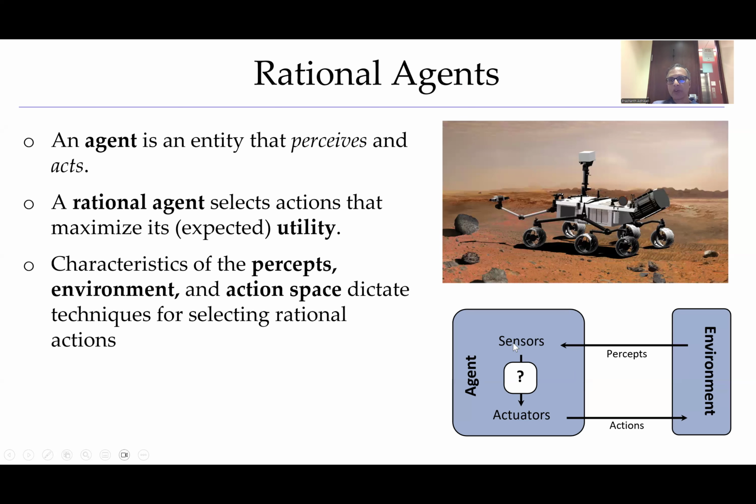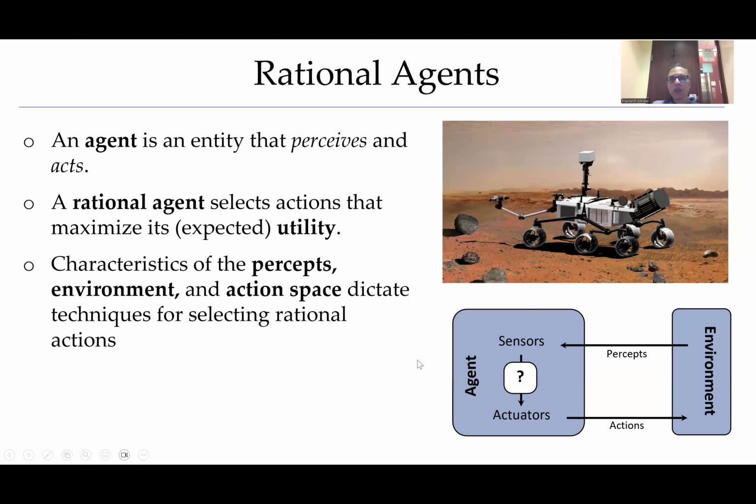So I'm leading up to this idea that there's this question mark. You have sensors, and between perception and action there is something that goes on. It could be reflexive, like a very fixed set of actions where there's almost a rule, or there's some processing that happens. Now, what is that processing? The processing that happens is dictated by, of course, the percepts, the environment, and the possible actions that are available.